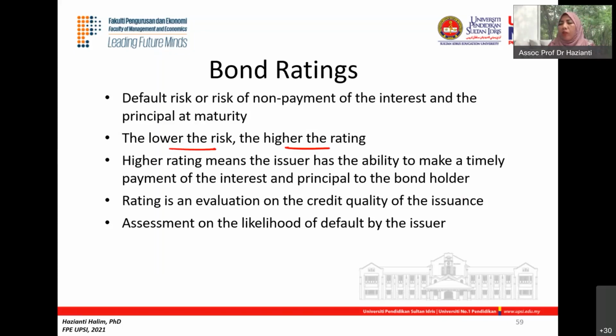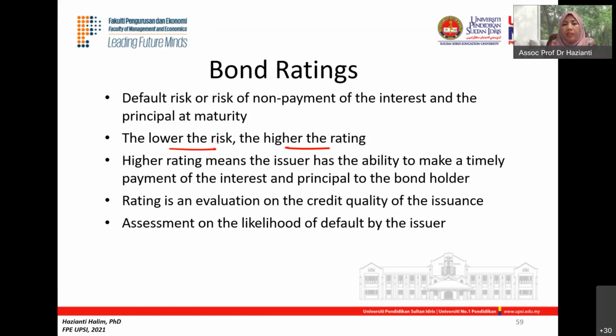So when we talk about bond rating, we are looking at the default risk, or risk of non-payment of the interest and the principal at maturity. Remember, it is like a borrower and lender relationship. When you let someone borrow your money, you expect them to pay you back. So there is always a default risk for bonds.